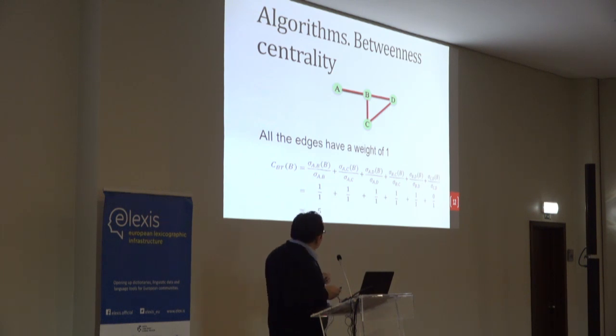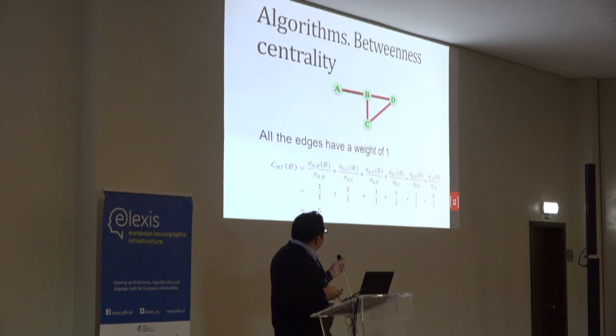So let's see, we have to look at every path in the graph. For example, if we look at the paths from A to B, it's only one path. And how many of those paths pass through B? Only one, because it's on the other side. So when we calculate, the value is one divided by one.